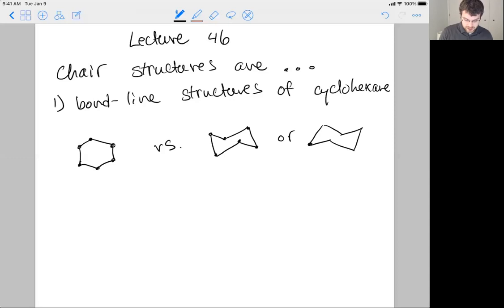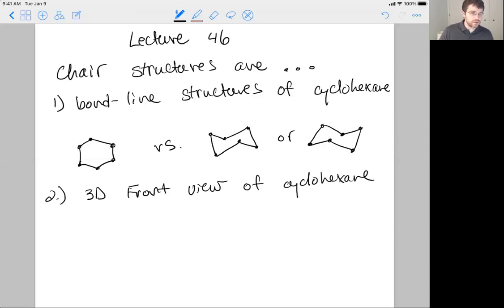There's 6 of them because there are 6 atoms in this ring that's depicted as one of these 2 chair structures. Another way to think about it is it's sort of a tilted front view. So in addition to just being a simple bond line depiction of cyclohexane, it's sort of a 3-dimensional front view of cyclohexane. Okay, so what I mean by that is, if we look at the hexagon again, this is the top view of our molecule. And what we're going to do is tilt or rotate.